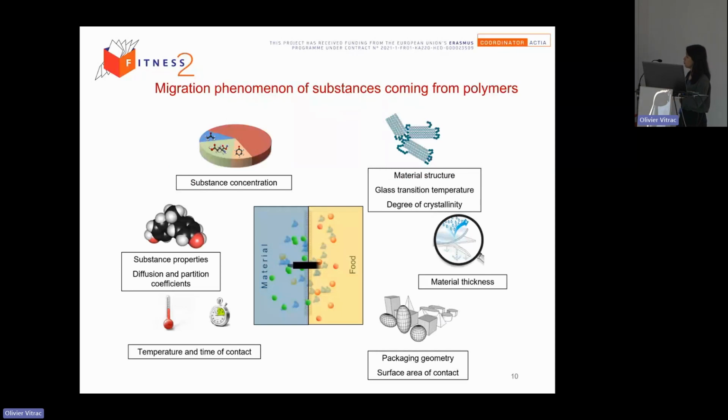when we put in contact materials and food, we have the migration phenomenon. All the substances coming from material can migrate into food, and inversely, food constituents can also go into the materials. As you can see the colorant of the food, we can see the red colorant in your packaging. So the migration depends on the substance concentrations, substance properties, the diffusion and partition coefficients, and also on temperature and time of contact, material structures, material thickness, and packaging geometry.